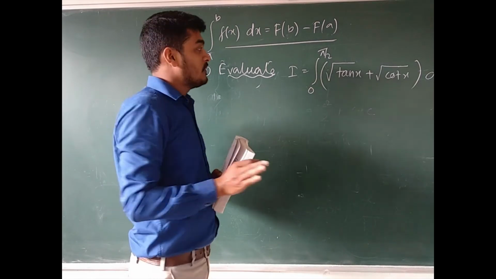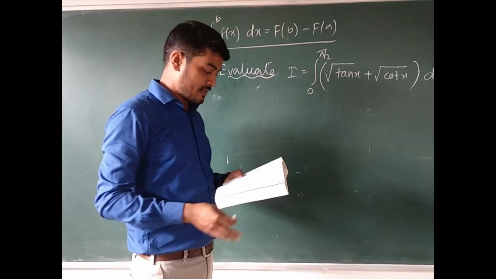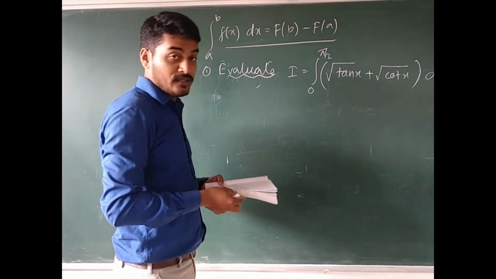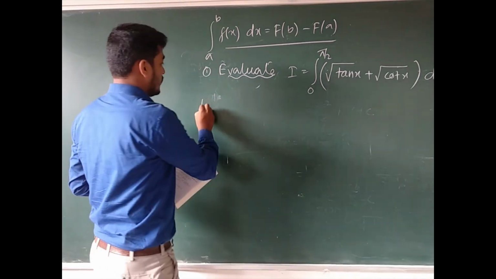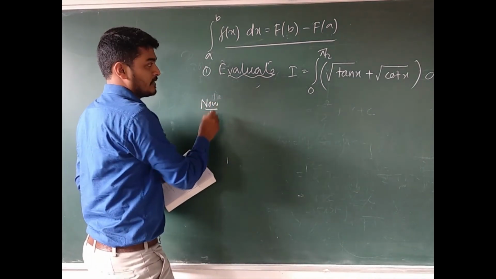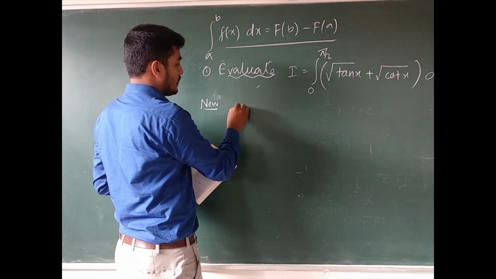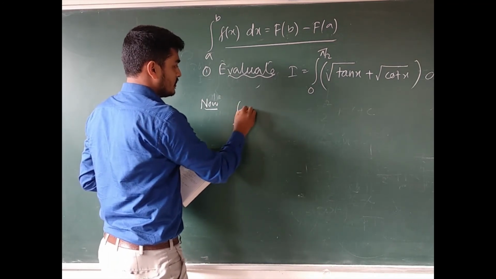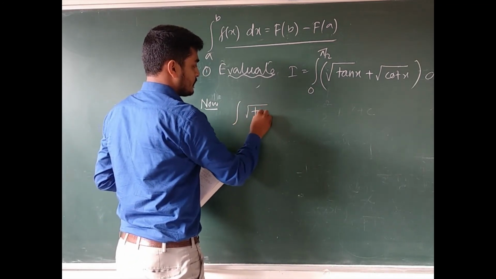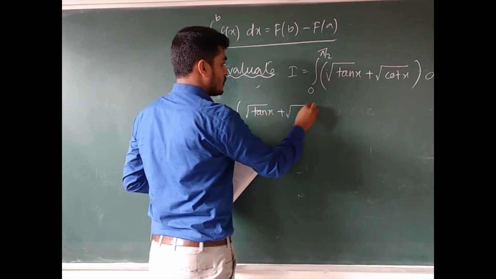Procedure is fixed. First of all, we will try to find out the indefinite integral. So now, what is the indefinite integral? Integration is square root of 10x plus square root of 4x.